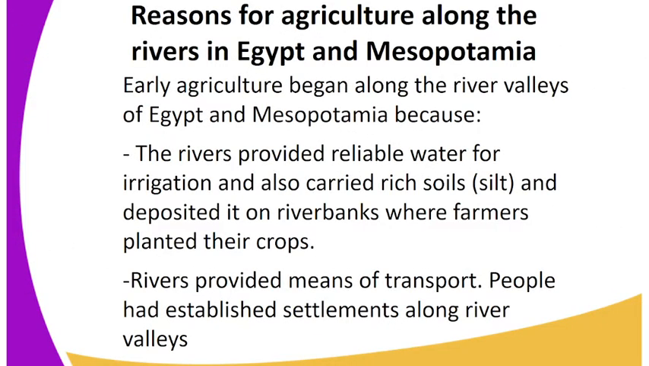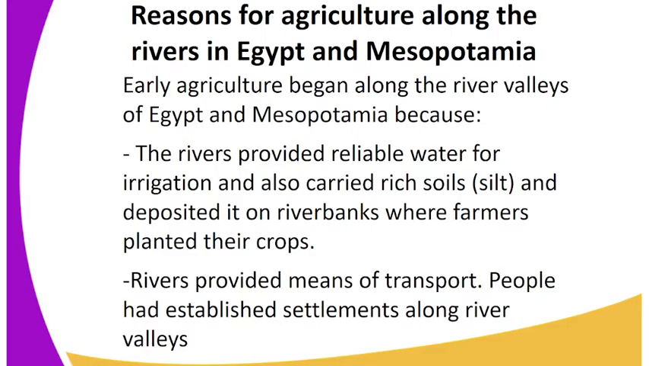Another thing, you will find that early agriculture began along the river valleys of Egypt and Mesopotamia due to a number of things. There was availability of water, which was used for irrigation, and also presence of fertile soil, which was deposited on river banks where farmers planted their crops. Also, rivers provided means of transport, whereby people had established settlements along the river.